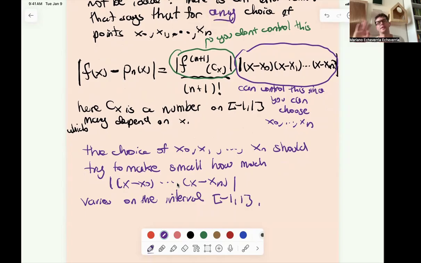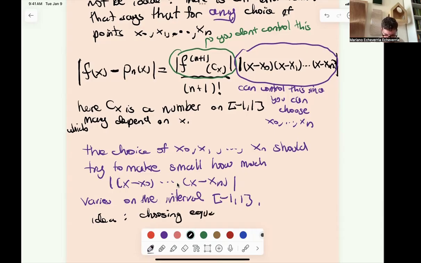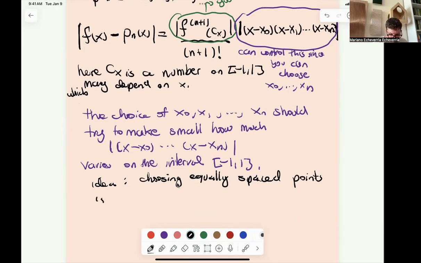And the idea, which is the complicated part, is that if you choose the points to be equally spaced, that doesn't give you the optimal control over this product. Choosing equally spaced points is not the optimal solution. That's just what ends up happening. Choosing equally spaced points is not optimal if you are trying to minimize this quantity.